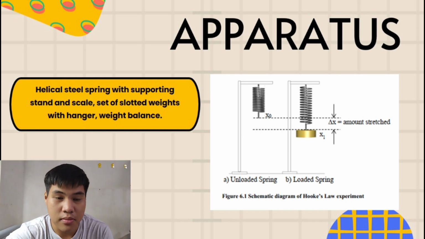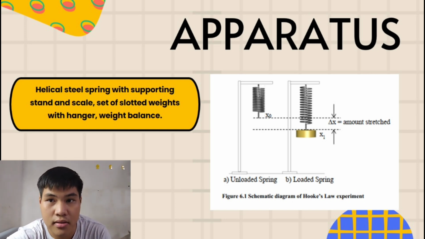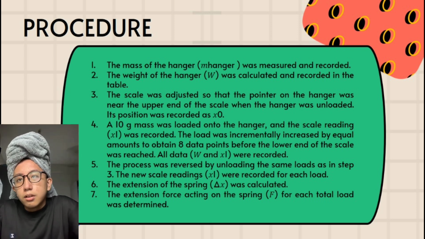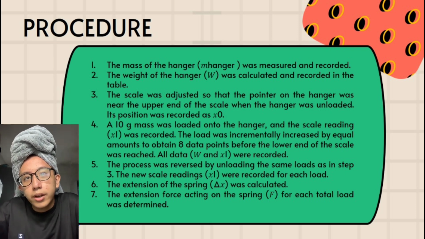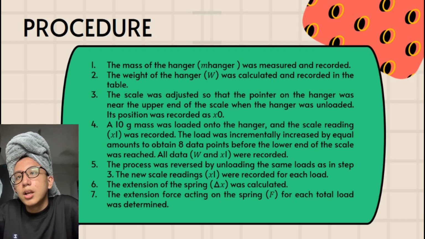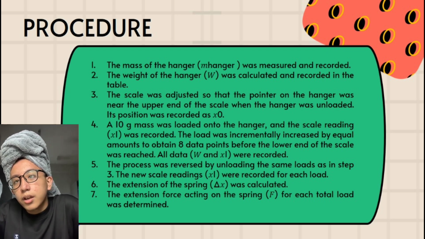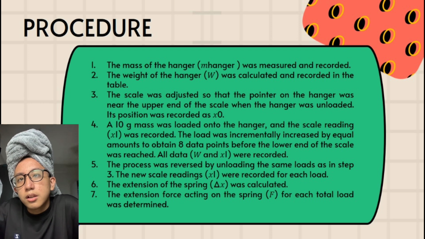For apparatus of the experiment, we use a helical steel spring with supporting stand and scale, a set of loaded weights with hanger, and a weight balance. The procedure is, first, the mass of the hanger, M hanger, was measured and recorded. Second, the weight of the hanger, W, was calculated and recorded in the table. Third, the table and the scale were adjusted so that the pointer on the hanger was near the upper end of the scale. When the hanger was unloaded, its position was recorded as X0.